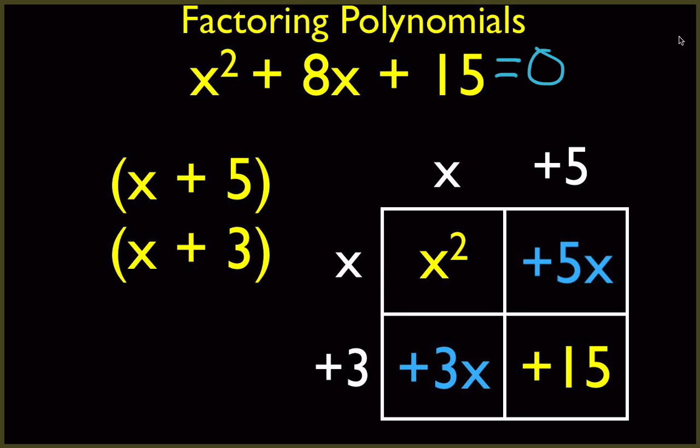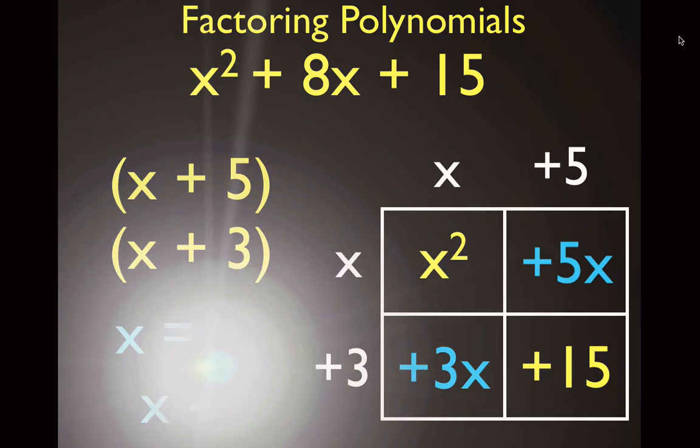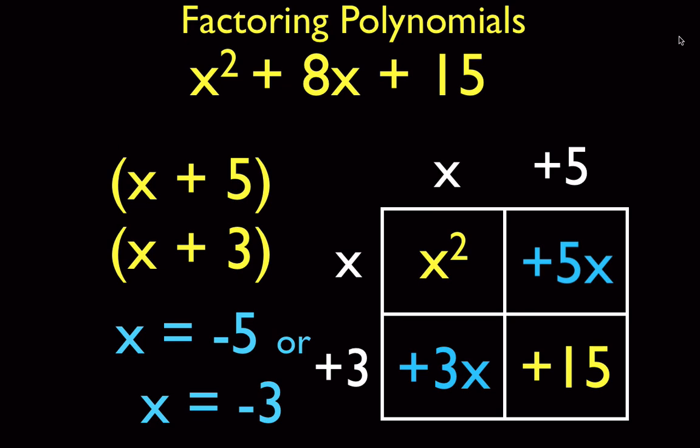When you factor it, a thing called the zero product property says that either one of these could be 0 and then the whole thing would be 0 because these are multiplied together. So what makes it 0 is -5 or -3 because -5 plus 5 is 0, -3 plus 3 is 0. And so therefore the whole thing would be 0.